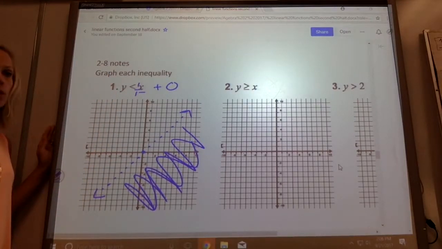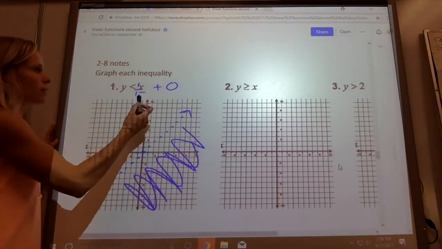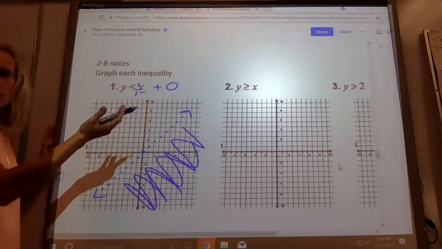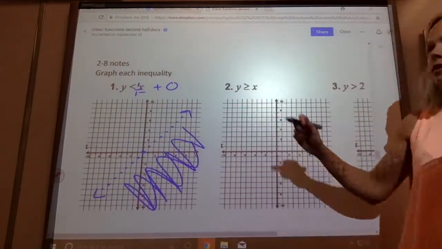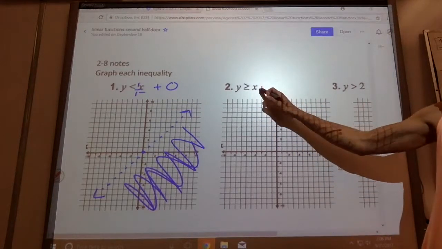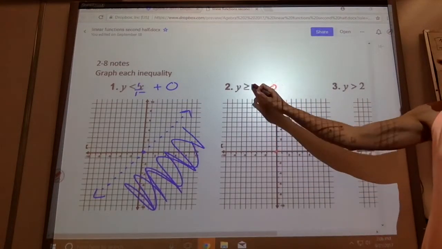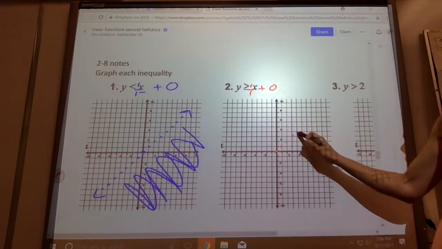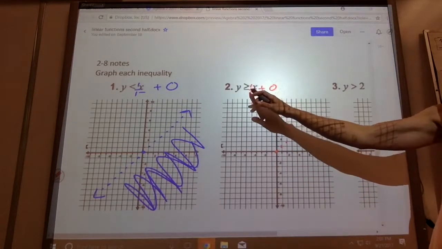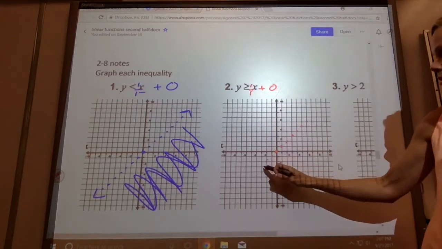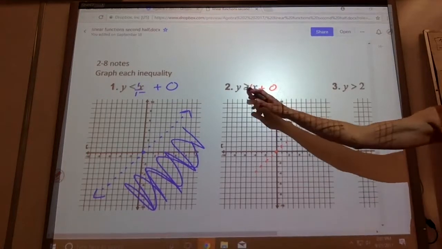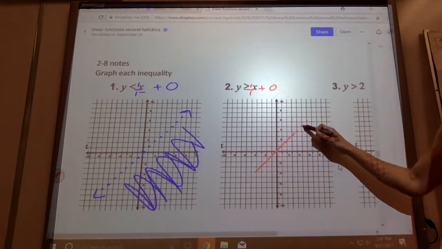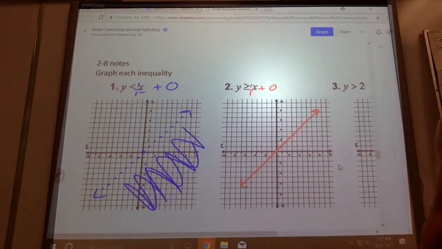So number 2 is the exact same thing. It's the exact same line, x, so you graph it the same. But in this case, I have greater than or equal to. You start at the origin, up 1 over 1. Is this line dashed or solid? Solid, because it's greater than or equal to. That means you're including the line. And since this is greater than, am I shading above or below? Above.